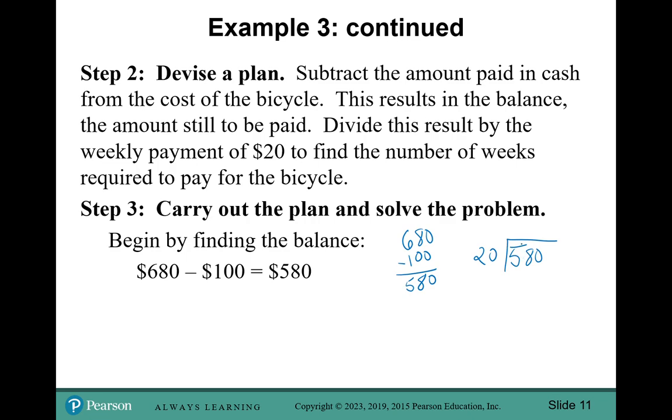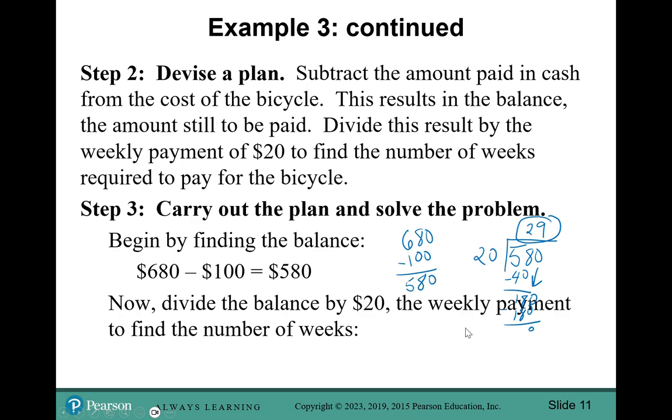When we do that, we're going to see that 20 doesn't go into 5, but 20 does go into 58. 20 goes into 58 2 times. 20 times 2 is 40. 58 minus 40 is 18, and I'm going to drop this 0 here, so 180. Now, 20 times 9 is going to give you 180. 180 minus 180 is 0, so we should see it should take us 29 weeks in order to pay this off.